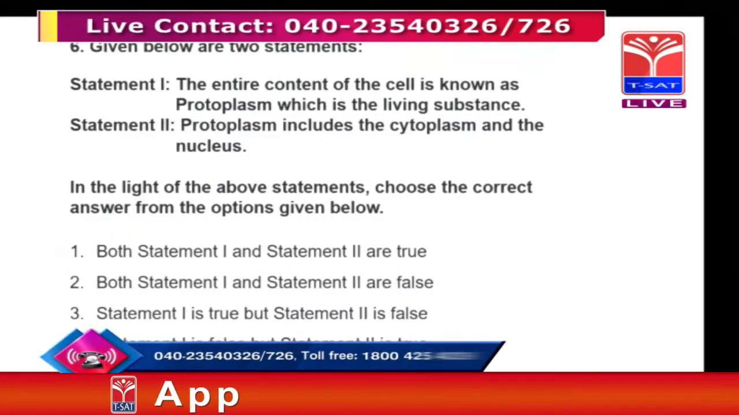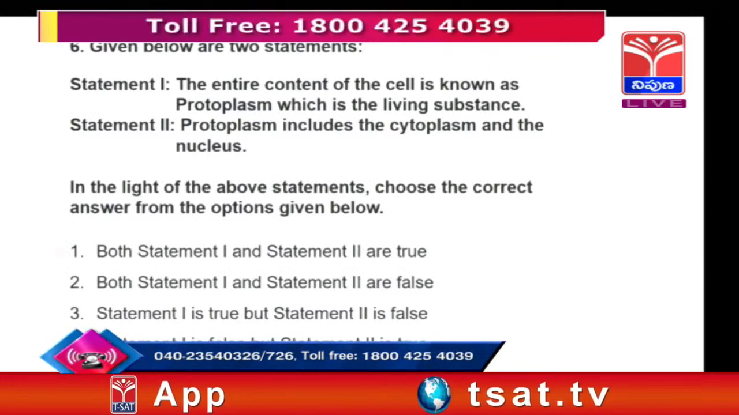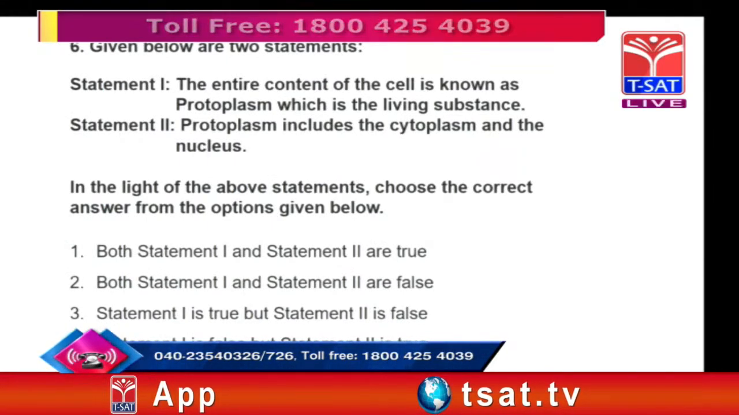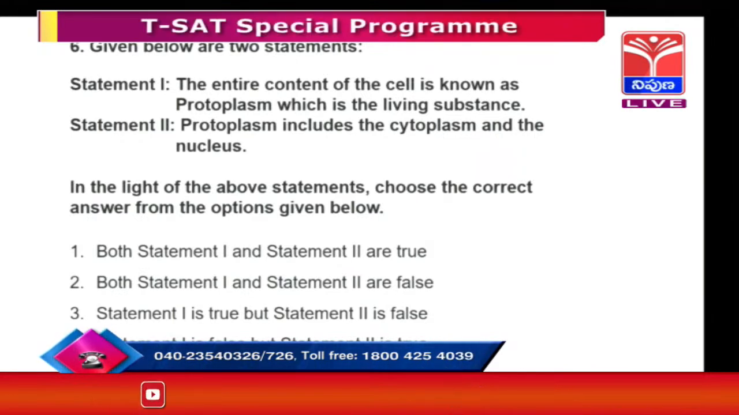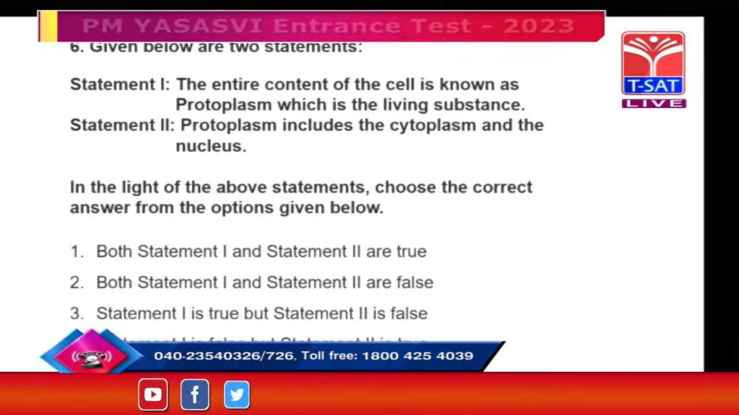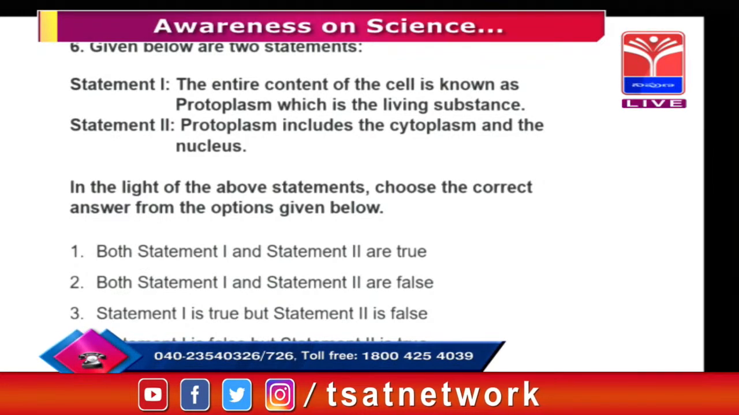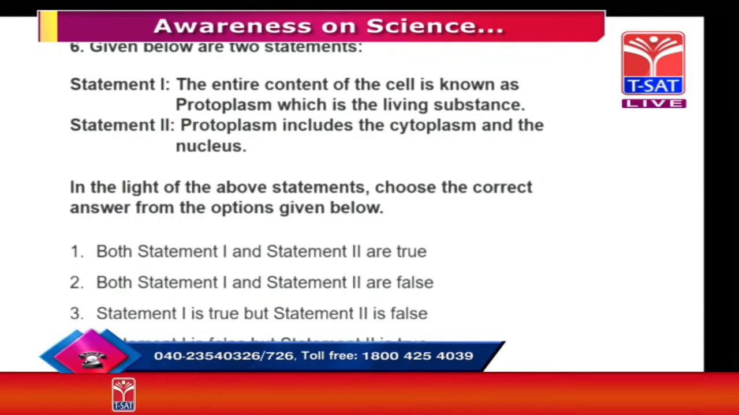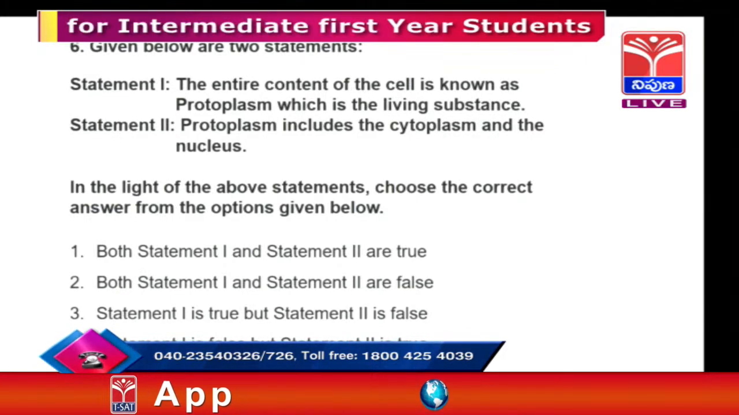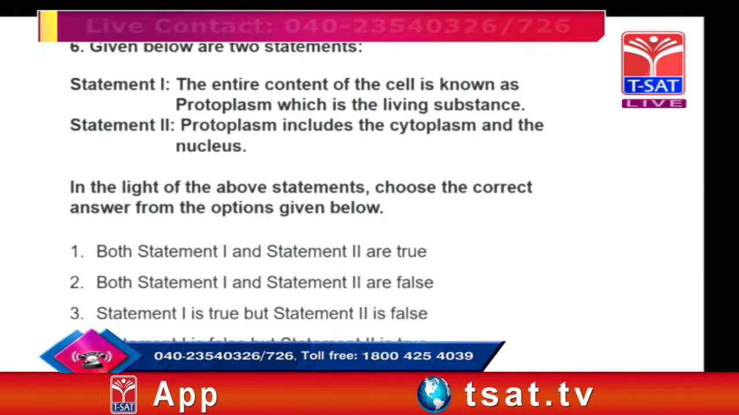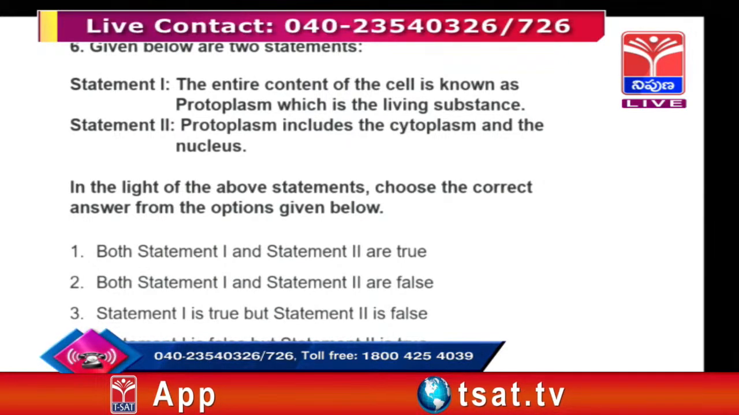Now, we will shift to the next question from biological science. Here two statements are given below. Statement 1: The entire content of the cell is known as protoplasm, which is the living substance. Statement 2: Protoplasm includes the cytoplasm and the nucleus. Which statement is correct, or both statements are correct, or statement 1 is correct and statement 2 is false, or statement 1 is false and statement 2 is true. So, these are the 4 options given.